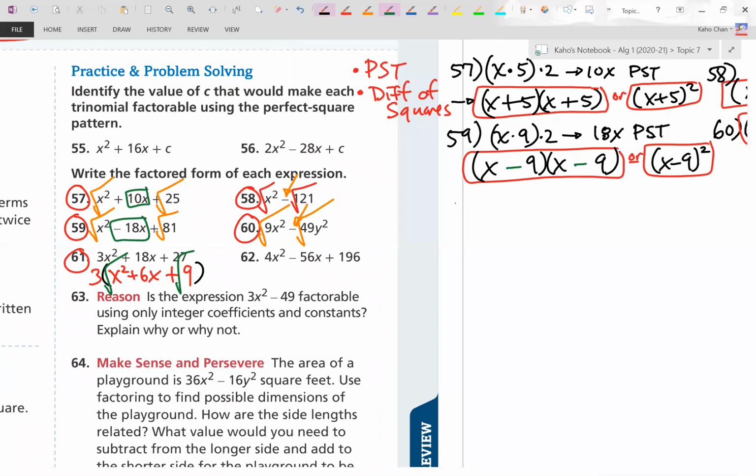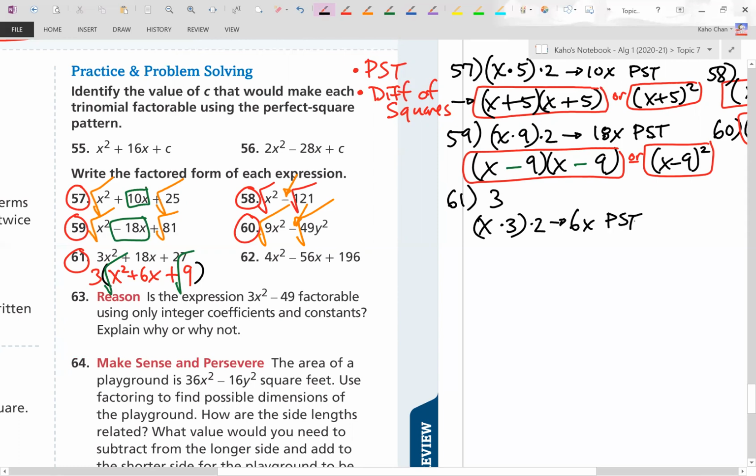So number 61, I took out a 3, great. Then I took out an x when I square rooted the x squared, and a 3 when I square rooted the 9. When I double it, I will get the 6x. So this is a PST. That was the middle term right there, 6x.